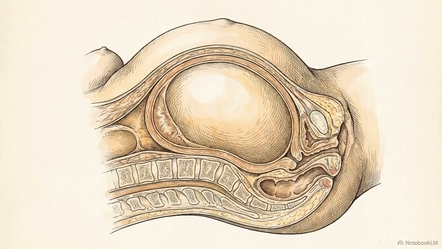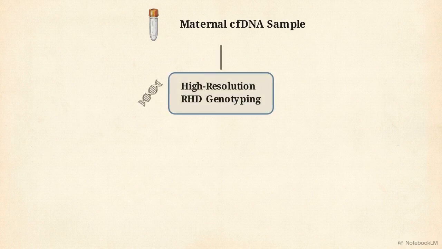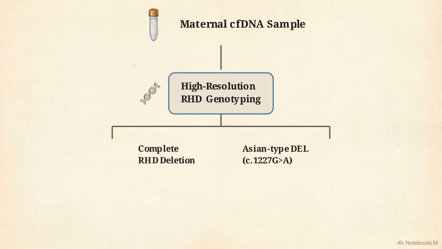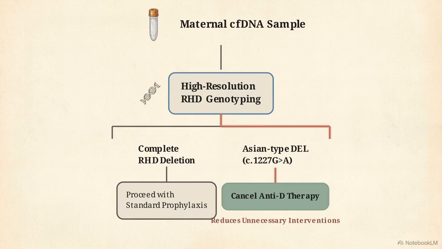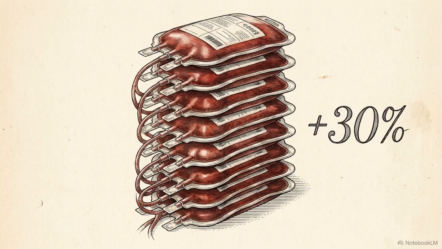The clearest clinical theater where differentiating true RHD negativity matters is maternal-fetal incompatibility during pregnancy. This diagnostic flowchart maps the shift from broad serology toward maternal RHD genotyping and cell-free fetal DNA methods. It branches to differentiate complete RHD deletion from the DEL phenotype. Identifying the Asian-type DEL spares thousands of women from unnecessary anti-D immunoglobulin prophylaxis. The logistical consequence is immense. Redirecting these interventions could increase the effective supply of genuinely needed Rh-negative blood units by roughly 30%.